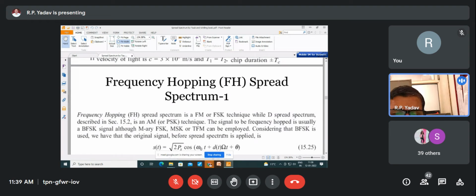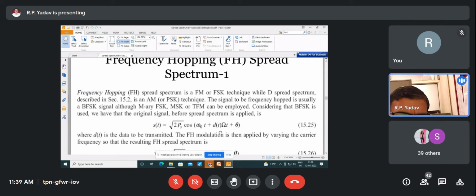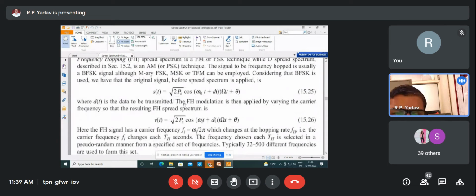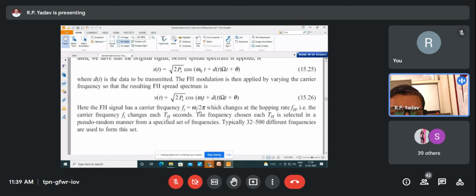Now, the signal to be frequency hopped is usually a BFSK signal, or M-ary FSK, MSK. That's what we use for hopping, can be employed. Considering that BFSK is used, we have the original signal. You know about BFSK now. So I can represent my BFSK signal as a function of omega 0 t, d(t), sigma t plus theta, where d(t) is the data to be transmitted, and FS modulation is then applied with some carrier. Here the FS signal has a carrier frequency which changes with the hopping rate FS.